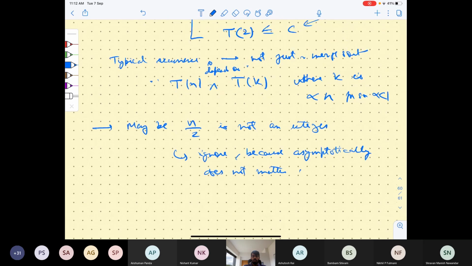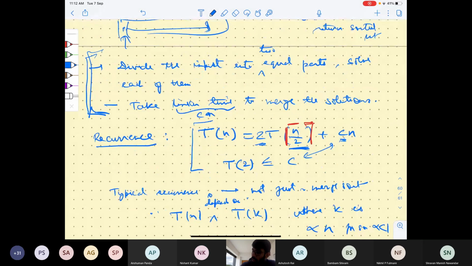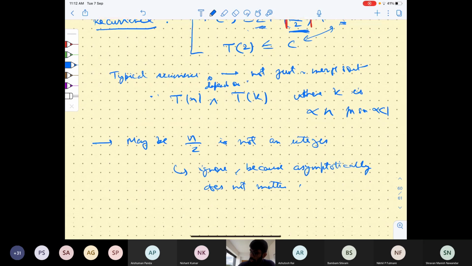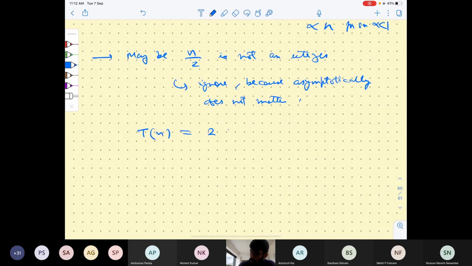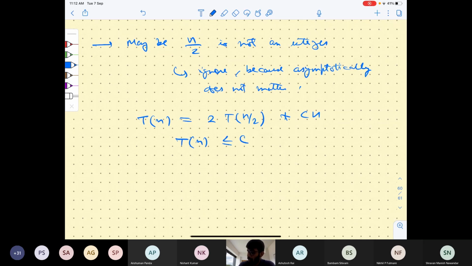So this is the recurrence that we got: Tn is equal to T of n over 2 plus Cn, and T of 2 is less than or equal to C, let's say. Now, this is the recurrence we got, but this does not give us an explicit bound.